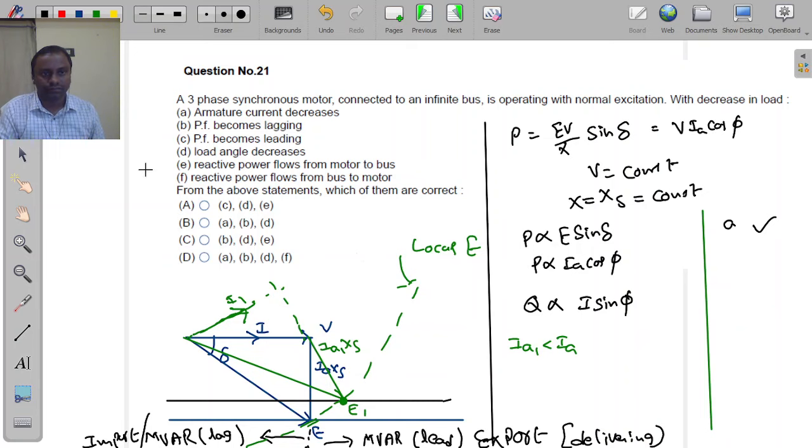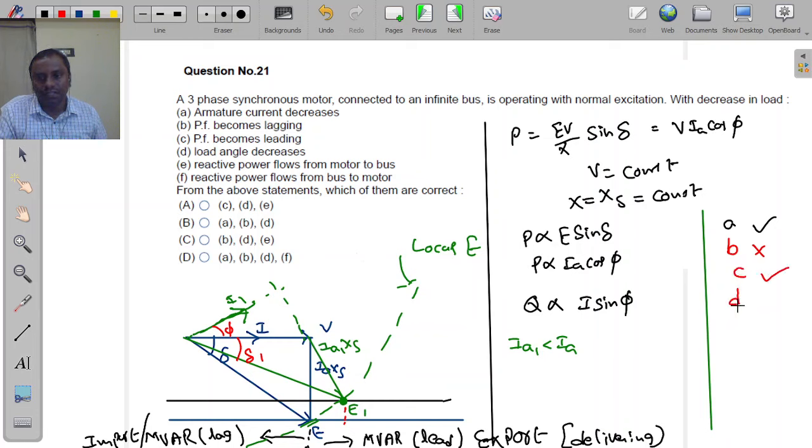Now this is the power factor angle phi. Now it is becoming leading. This is the corresponding var. It is exporting. And what about the del? This is del 1. Del 1 decreases. Now you see that the power factor does not become lagging; the reactive MVAR is leading. So option B is wrong. What about option C? Power factor becomes leading. Correct.